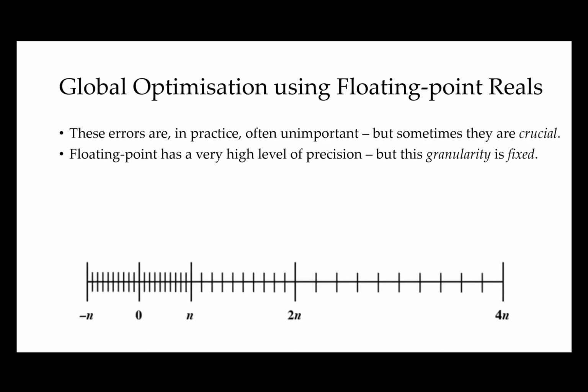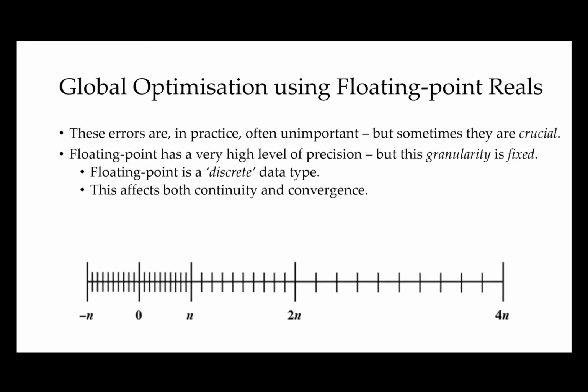And floating point has a very high level of precision, as does double and all types that come out of that. But this granularity is fixed. And everyone knows that this granularity gets more severe around 0, and then the distance between numbers increases as you go along the number line, which is very good for performing these sorts of computations. But it's still fixed. The granularity still has a fixed level. We can't change it. And so in this way, floating point can be thought of as a discrete data type. And this affects both continuity and convergence. So if we're estimating the continuity, we're going to get to a point where we can't go any further.